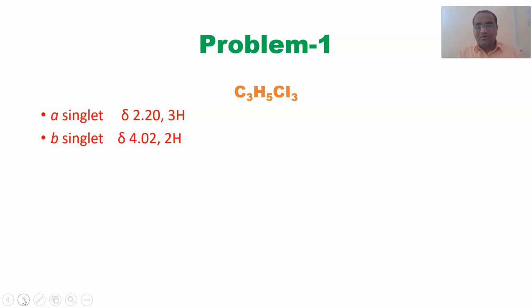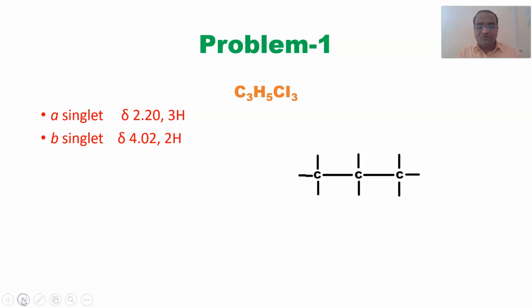Looking at the problem, here we need to apply many logics: what the structure can be and what the signals are. From a singlet it is understood that there is no adjacent proton, no adjacent hydrogen on the next carbon. So we will first come towards the structural formula. There are 3 carbons and all are showing a singlet. All the signals are singlets.